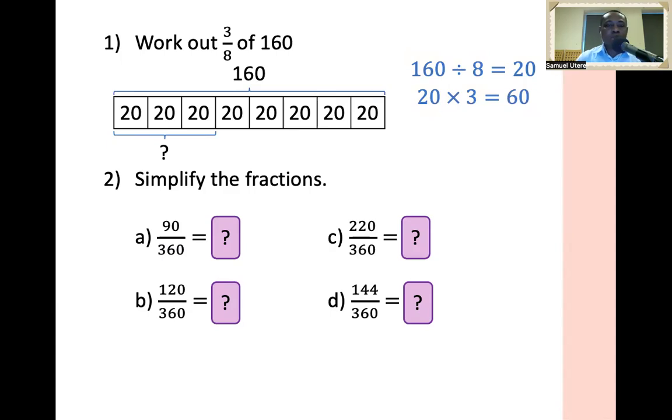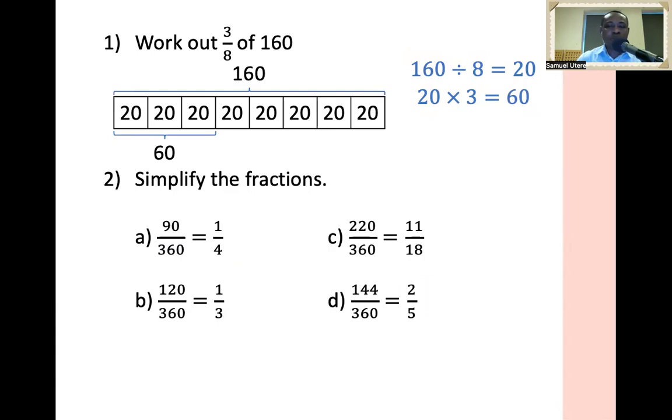Next, you were asked to simplify these fractions. If you simplify these fractions, you would get 1/4, 1/3, 11/18, and 2/5. I want you to take note of what we've done here, where we're finding out what fraction particular quantities are out of 360. It's because the total number of angles in a circle is 360 degrees.